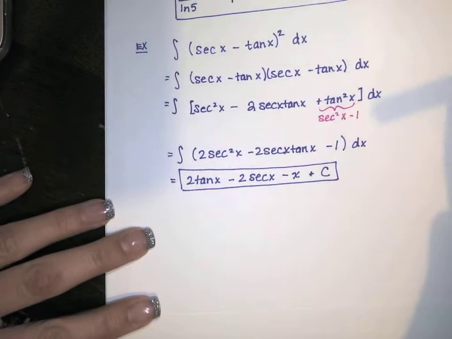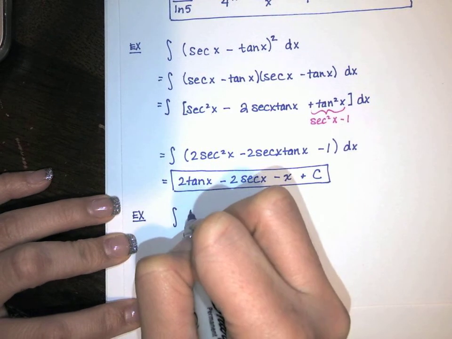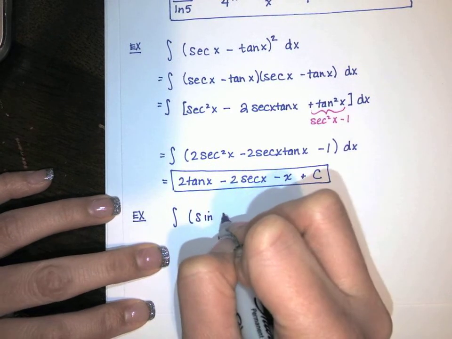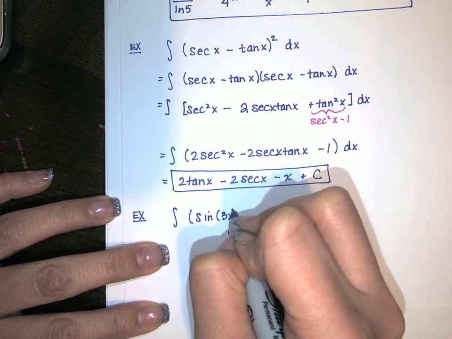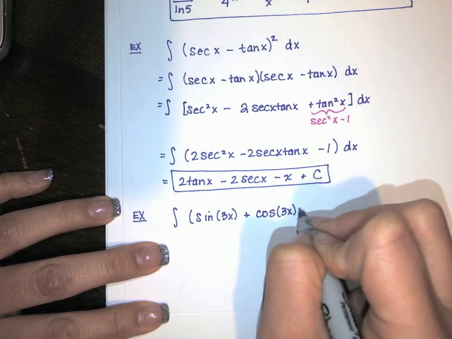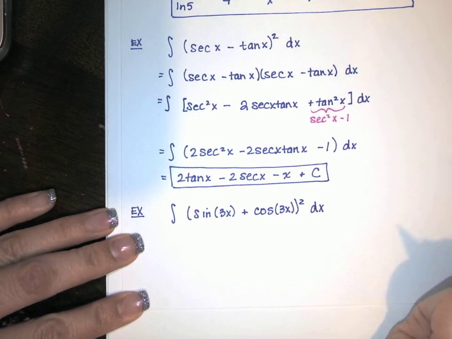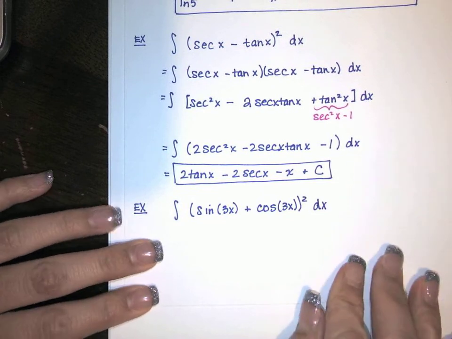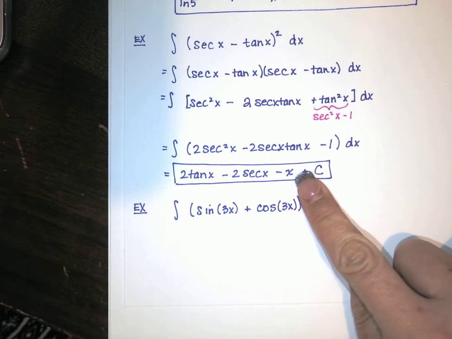So those are trig identities. Here's another one that's similar, where you might do the same thing. I've got sine of 3x plus cosine of 3x quantity squared. Without that 2, that's just a basic rule with a kx substitution for the sine and the cosine.